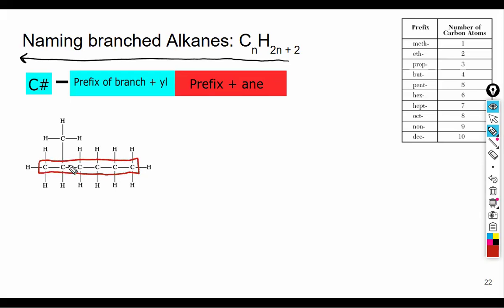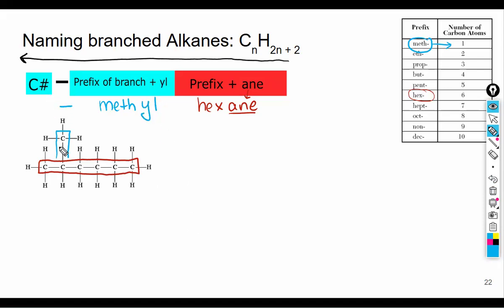It has 1, 2, 3, 4, 5, and 6. So 6 is what? Hex. So it's hex, and you have to put the word in, right? That is this guy here. Now, the branch itself is this guy here. Once again, the branch only has 1 carbon. So its name is meth.